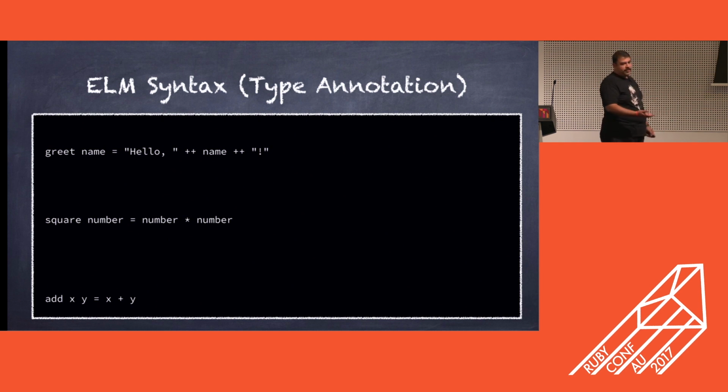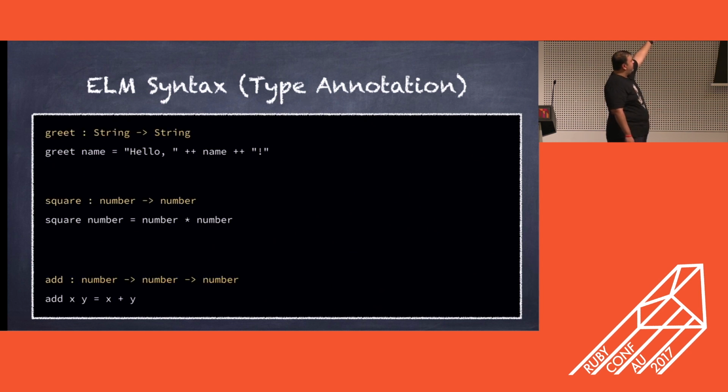But you can be very explicit, and you can define your types on top of the definition. So you can write that greet takes a string and returns a string. If you don't do that, Elm will figure it out automatically. Similarly, square takes a number and returns a number, and add takes something that doesn't make any sense yet: a number to a number to a number. It doesn't show two parameters. This is something in Elm which we're going to show on the next slide.